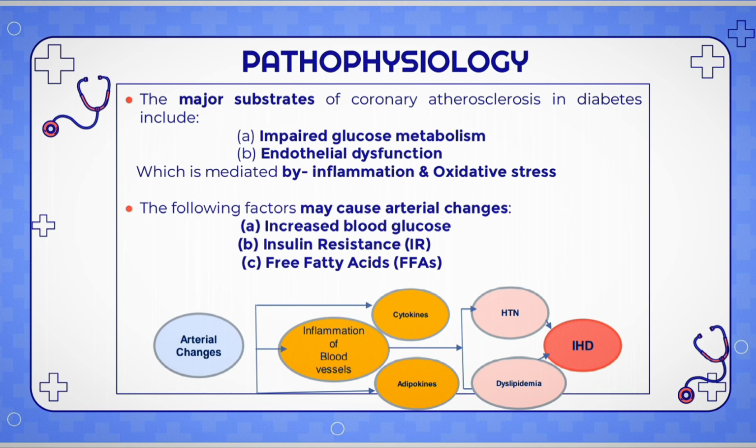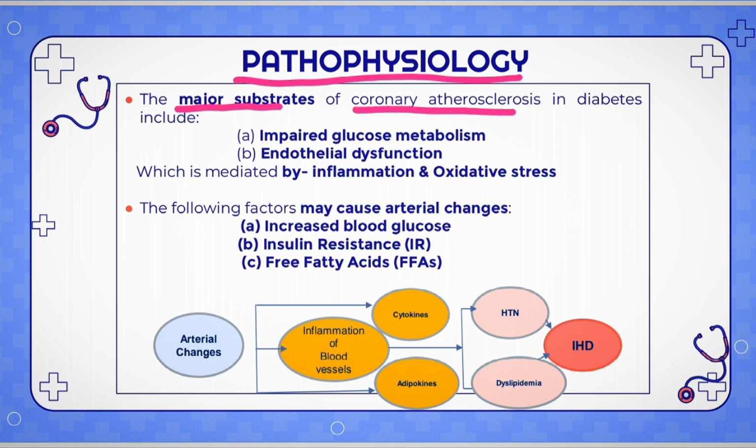Now, let's discuss the pathophysiology of coronary artery disease. The major substrates in the development of coronary atherosclerosis in any patient with diabetes are impaired glucose metabolism and endothelial dysfunction, and both of these conditions are caused by inflammation and oxidative stress. Apart from that, there are a few other factors which also cause the arterial changes, which include the increase in blood glucose level, the development of insulin resistance, and increase in free fatty acids as a result of dyslipidemia.